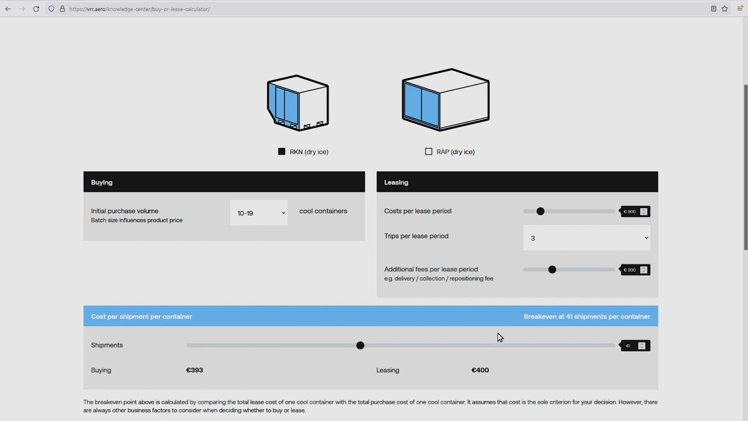Over on the right of the results, we can see my break-even point, 41 shipments. This is telling me that if I'm planning to make more than 41 shipments, it's going to be more cost effective for me to buy the cool container.